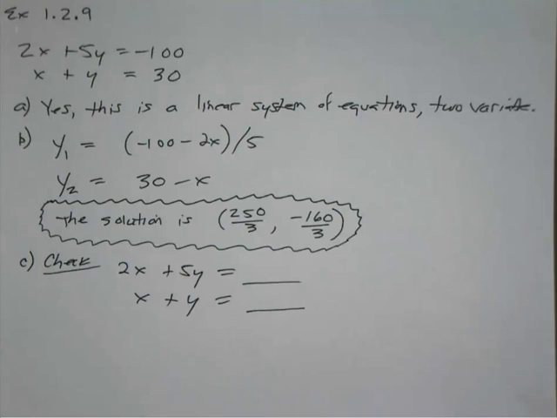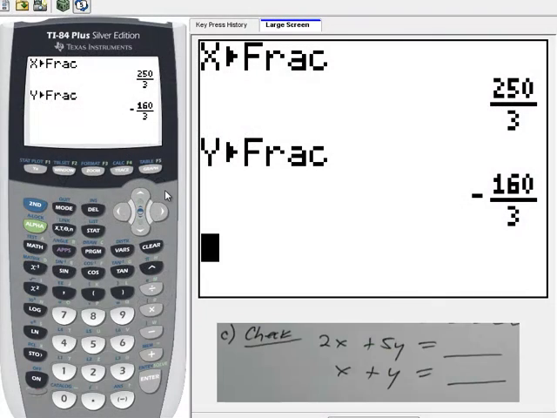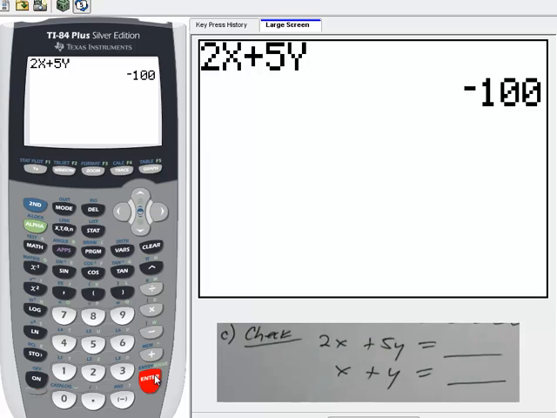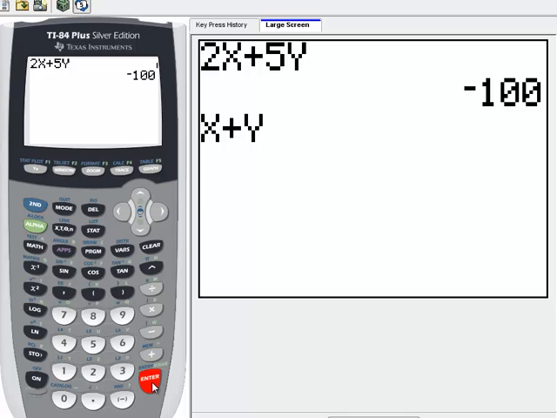Alright, we're ready to go back to the calculator. Alright, here at the calculator, perhaps we clear the home screen, and let's take the left-hand side of that first equation. That's 2x plus 5 alpha y, and enter. Negative 100, same as the original equation. Great, that's one check down. One more to go. It's x plus y, x plus alpha y. Enter. 30, just as the original equation.